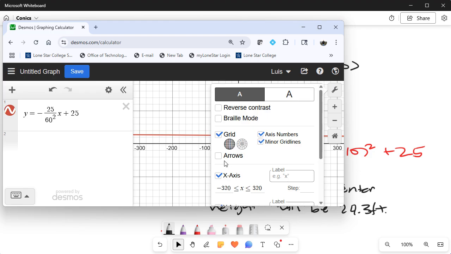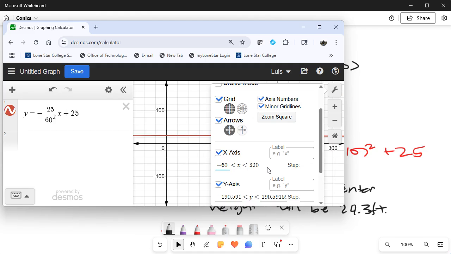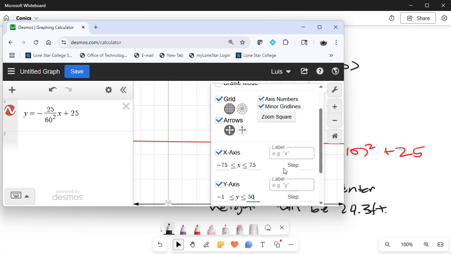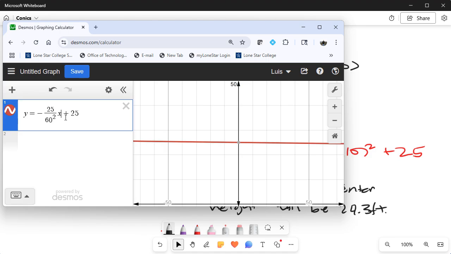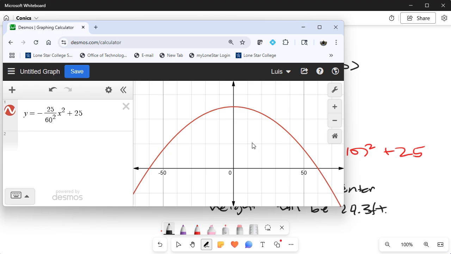Now, of course, let's give this some different parameters. So I'm going to do negative 75 to 75 because that's how we defined it. The y-axis, for whatever reason, is pretty high, so maybe like negative 1, and then we can say that this is going to be 50. Oh, and I forgot to square that. Okay, so we're going to square that. And okay, there's our nice parabola. So we have this nice parabola that defines the arch.